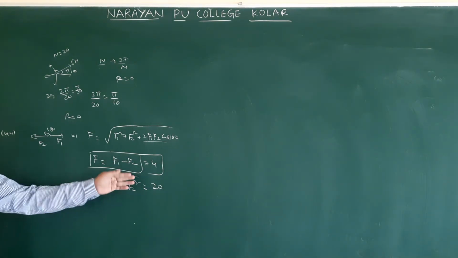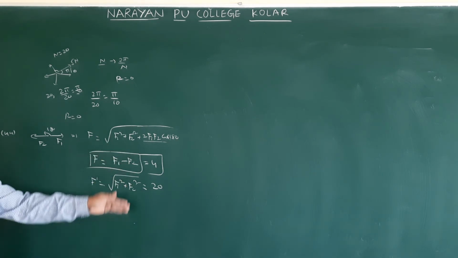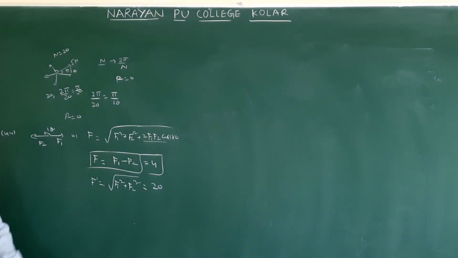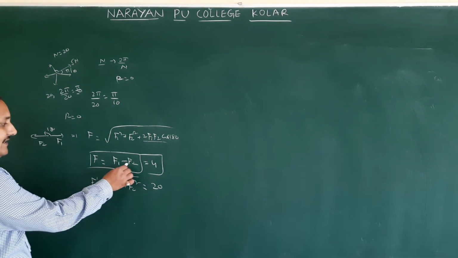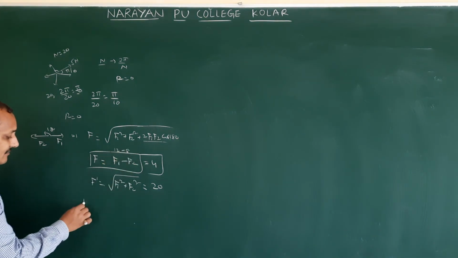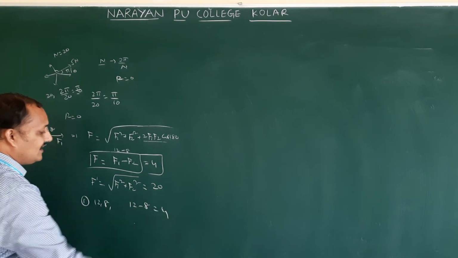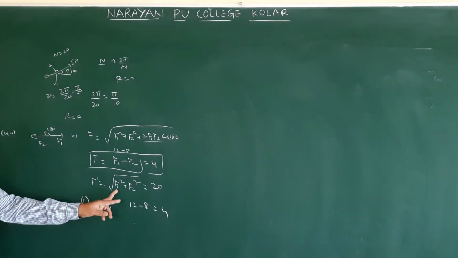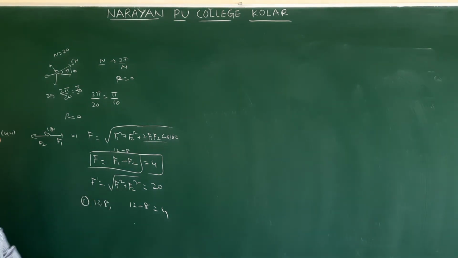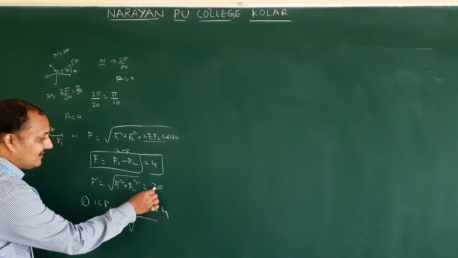Now this one also you can do option-wise, instead of solving it, which is going to become lengthy. First option you can solve. What is the first option? 12 and 8. So 12 minus 8, how much? 4. Now this one also you have to substitute: 12 square plus 8 square, then you should get 20.